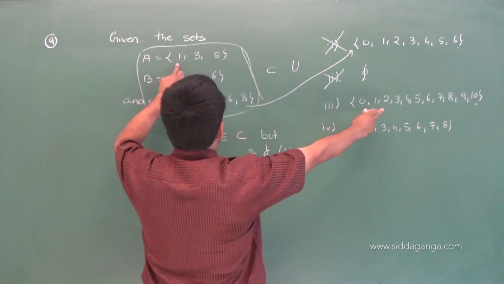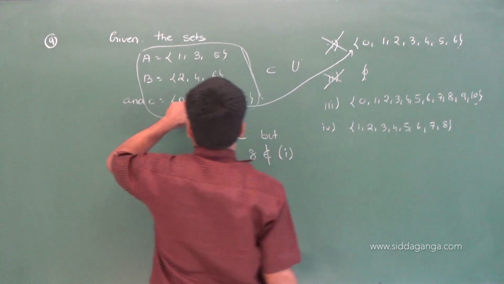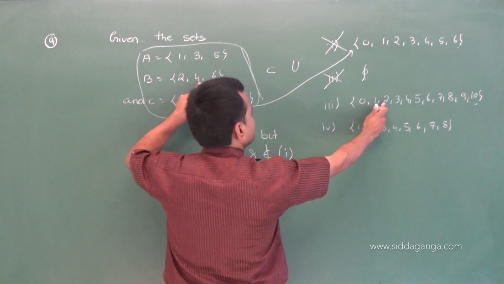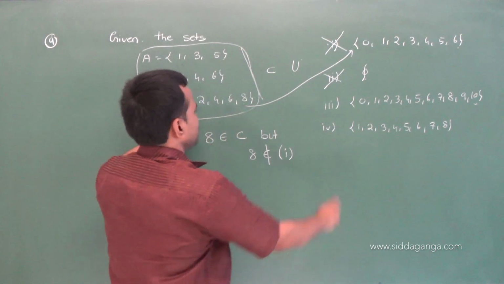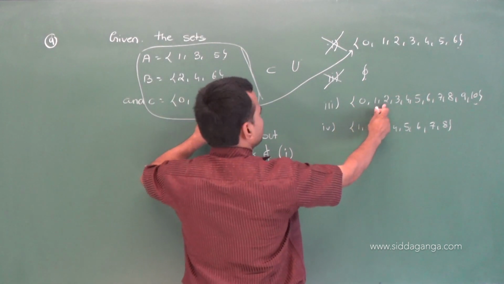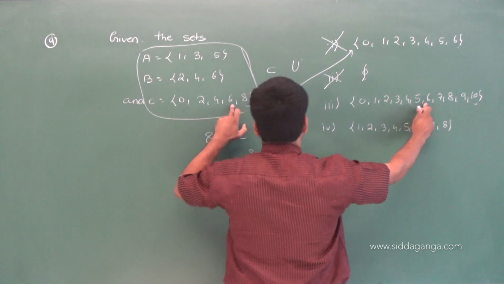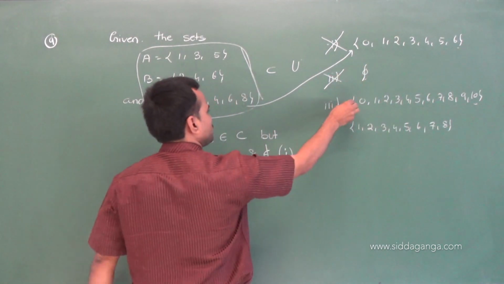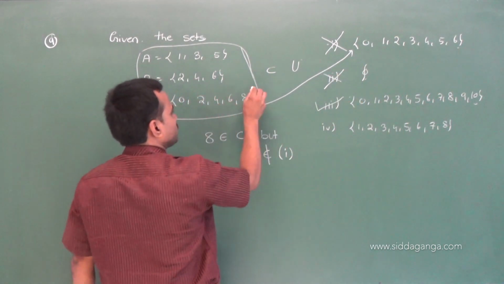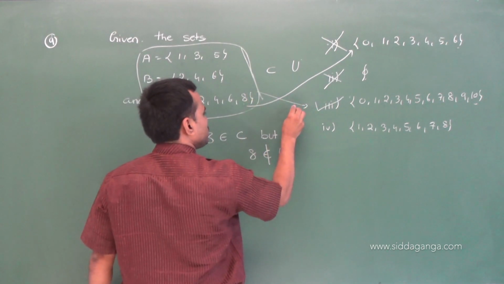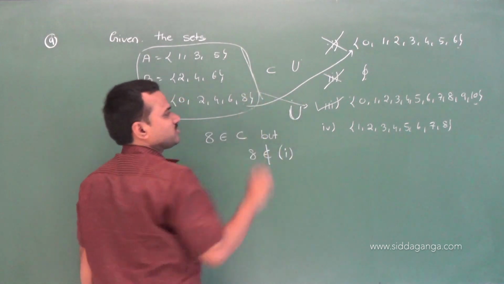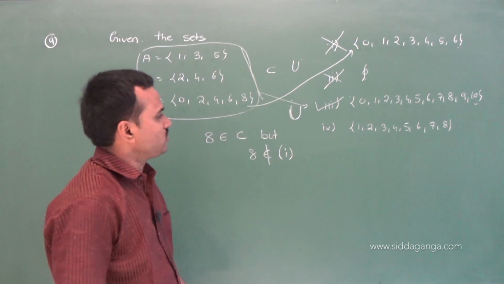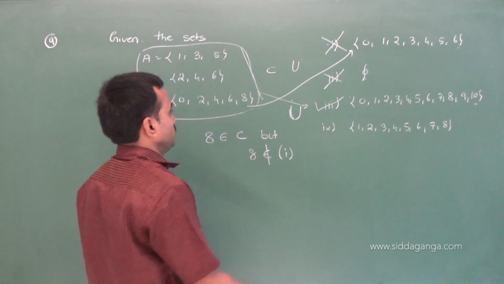Next we will see this one. 1 is present, 3 is present, 5 is present, 2 is present, 4 is present, 6 is present. Good. 0 is present, 2 is present, 4 is present, 6 is present, 8 is present. For these three sets, this one we consider as a universal set. The third option is considered as a universal set. We will see the fourth option also.